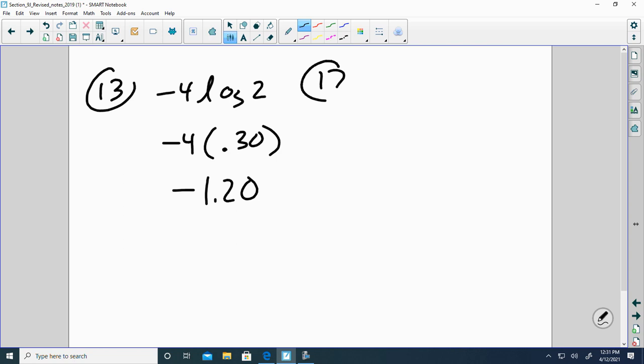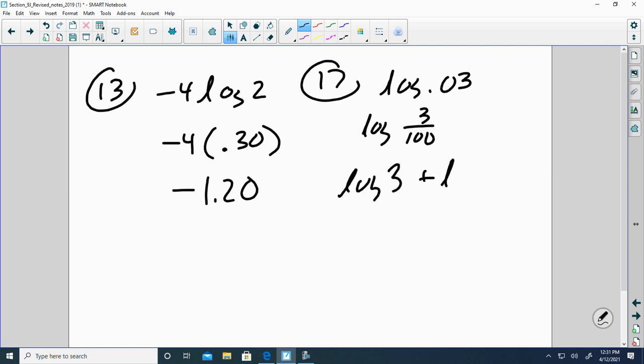Number 17, 0.03. They didn't give us 0.03. So I would modify this to say that's 3 over 100, which could expand to log 3 plus log 100. They told us log 3 up above is 0.48. Log of 100 is the same thing as saying log 10 squared, so those cancel. So I get 2, so 2.48.